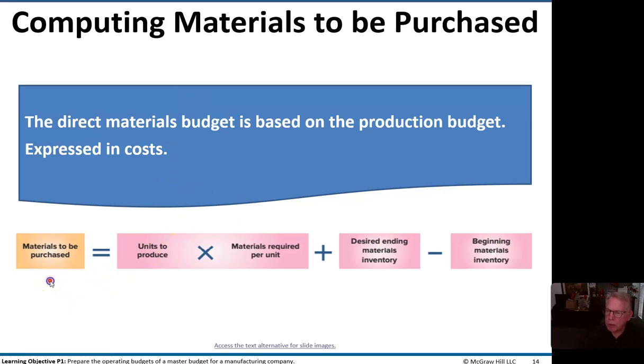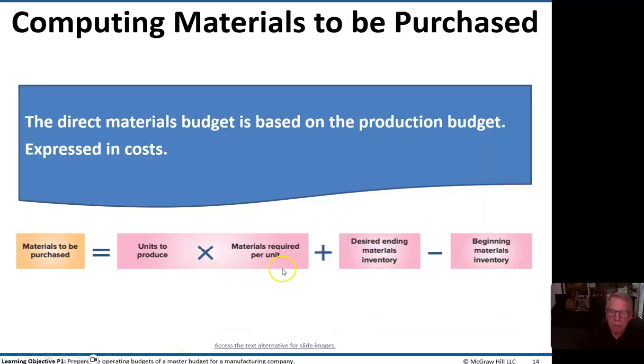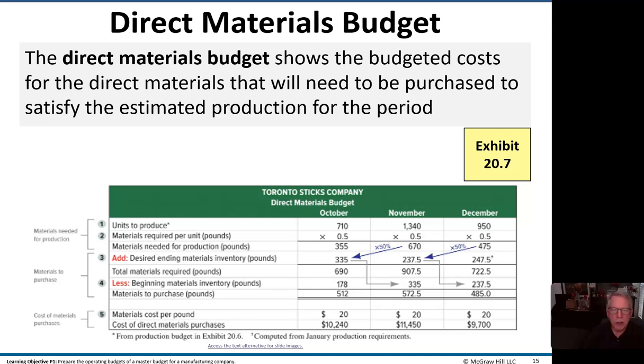So for the materials to be purchased, we need the units that we're going to produce, which we can get from our prior slide. Now we need to know how many pieces of material are required per unit. Then we'll add in the desired ending materials inventory and back out the beginning materials inventory. Okay, so how do we do that?